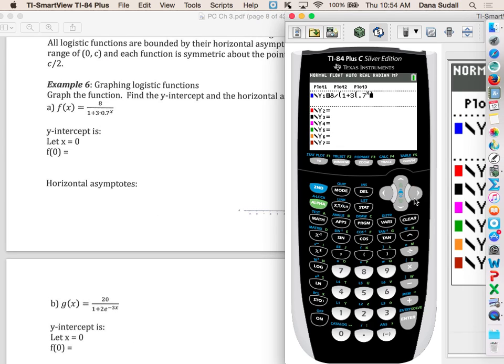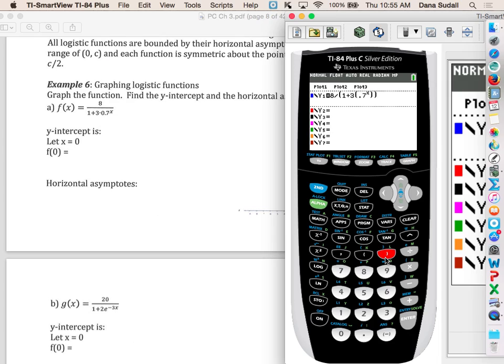There we go. Inside those parentheses, and then I also need another set of parentheses that close off that denominator. So 1 plus 3 times the 0.7 raised to the x. So order of operations, my calculator should take my value for x, 0.7, raise it to that value, take that outcome and multiply it by 3, take that outcome, add the 1 to it, and then finally 8 divided by that outcome is what my calculator should be doing for me.